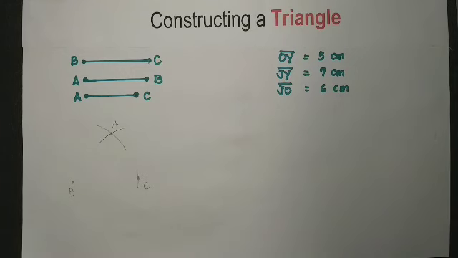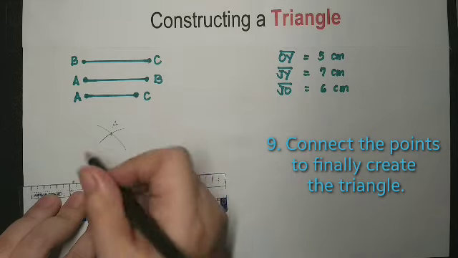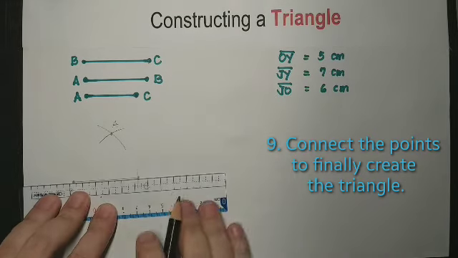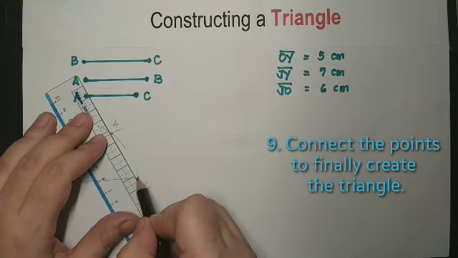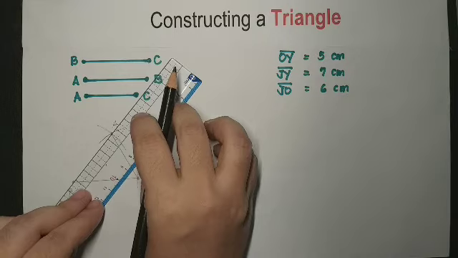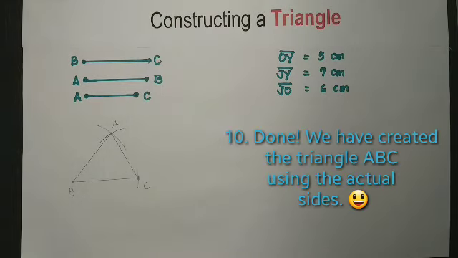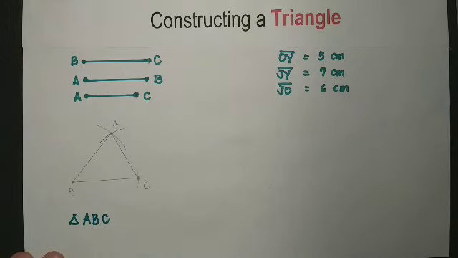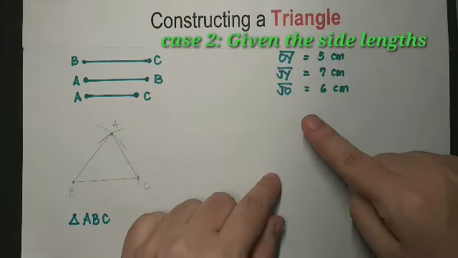So we're now going to connect these points using our straight edge or ruler. This is segment BC. We have these points A and C. So this is side AC, and this one is the side AB or BA. And now we have created our triangle. We can name this triangle ABC. There you have it.